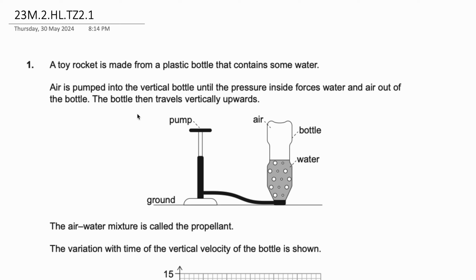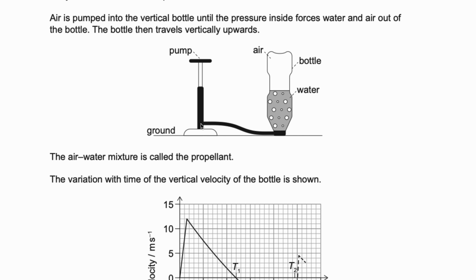Today we're going to be solving a problem from the May 2023 IB Physics HL examinations. This is a paper 2 question and it's open-ended. Let's get started. A toy rocket is made from a plastic bottle that contains some water. Air is pumped into the vertical bottle until the pressure inside forces water and air out of the bottle. The bottle then travels vertically upwards.